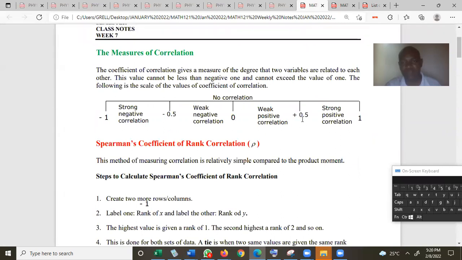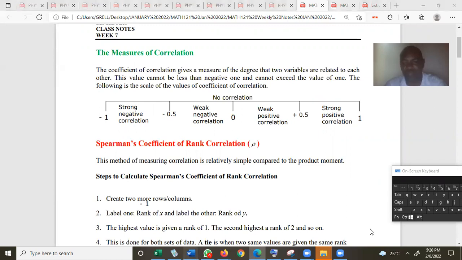Between 0.5 and 1 is a strong positive, and 1 will be a perfect positive. You can get a negative correlation: between 0 and negative 0.5 is a weak negative. Between negative 0.5 and negative 1 is a strong negative, and you can get a perfect negative. So 0.31 is a weak positive.